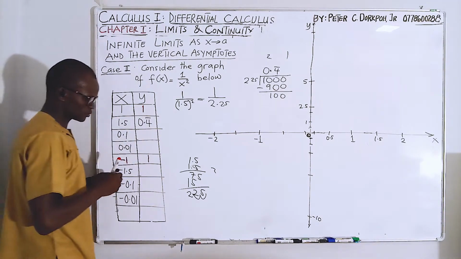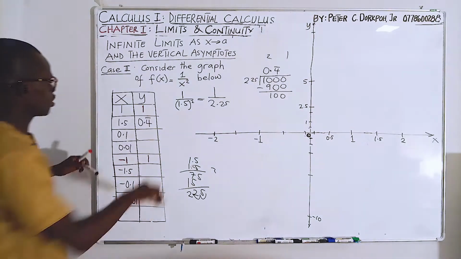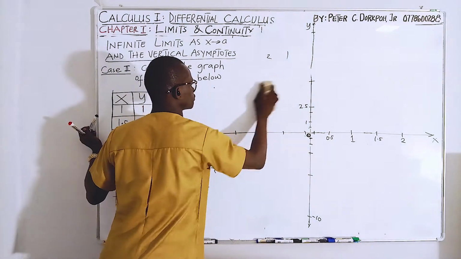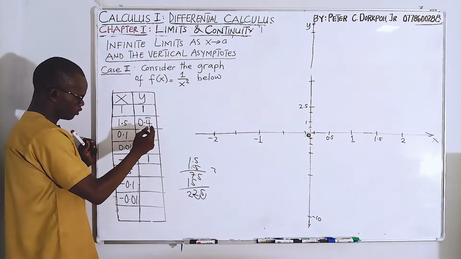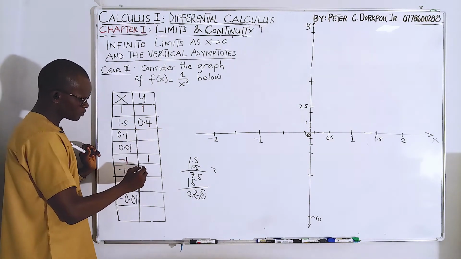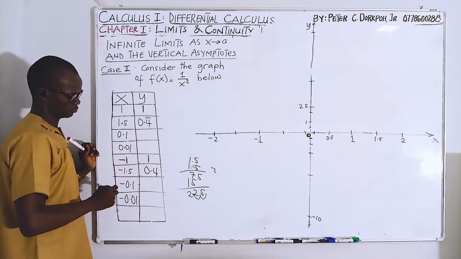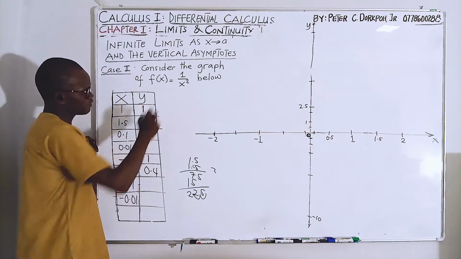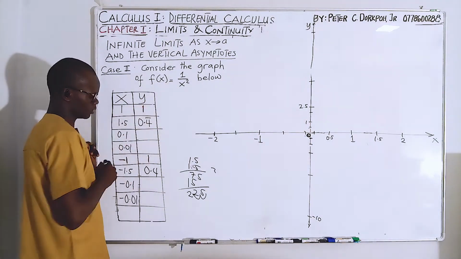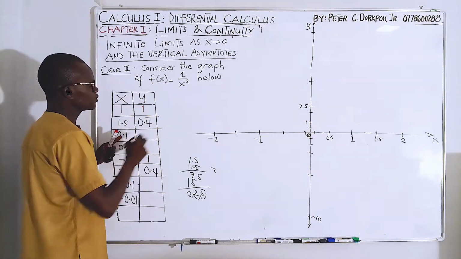What if x was 0.1? Now remember, if 1.5 gives 0.4, then negative 1.5 will also give 0.4. Right? Because if you multiply negative 1.5 2 times, it is going to give you a positive value.